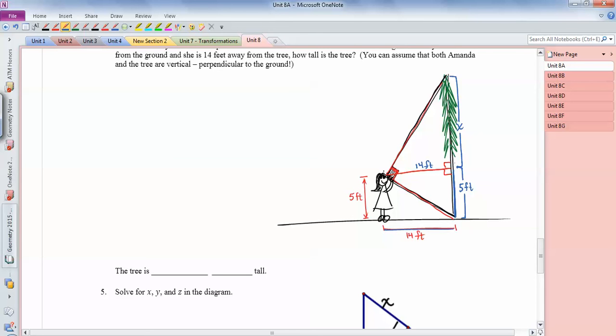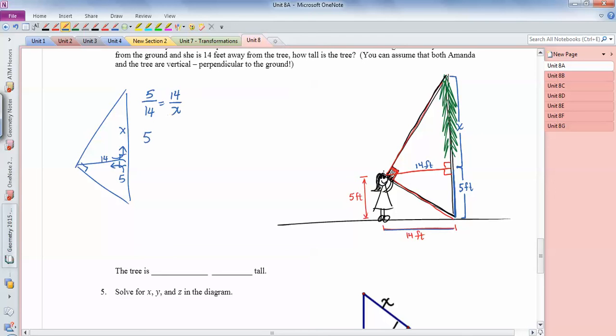Well, we can do that because if you look at it, here's the problem we're looking at. 14 here, 5 here, x here, with right angles there. So we can actually use that up-down theorem, where if you turn this thing sideways, you can tell it's going to be 5 over 14 equals 14 over x. So let's set that up.